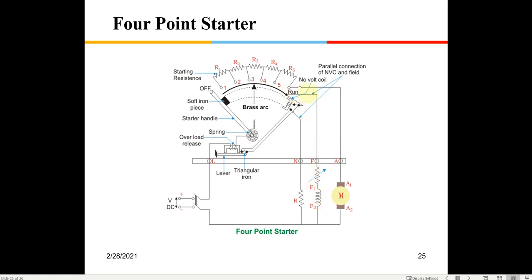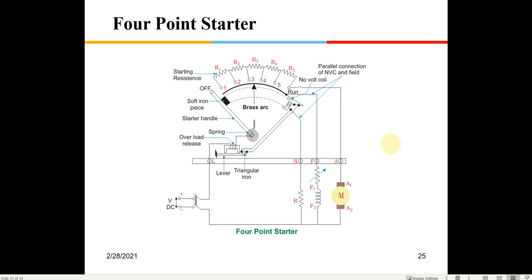So the field is taken from here, from the run point. Armature is also taken from the run point, and you have put a rheostat out here, and from here you will see a fixed resistance is put into this coil, so that if you change the current in the field coil, that is not going to affect the functioning of this no voltage coil.